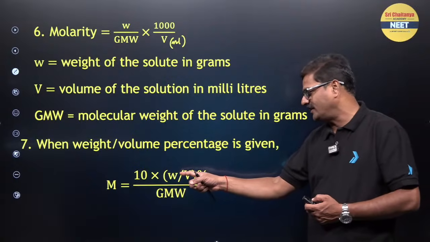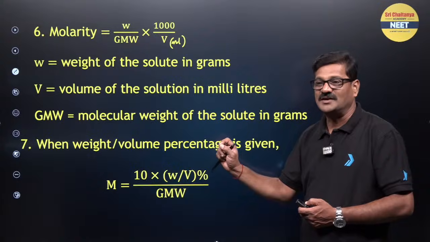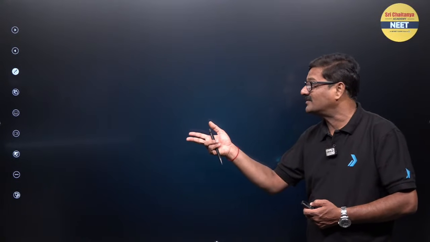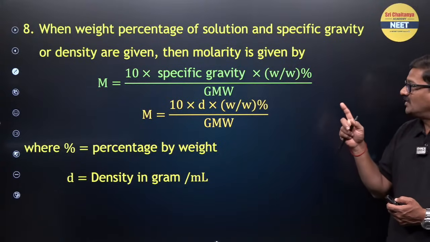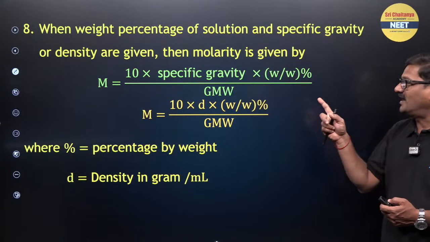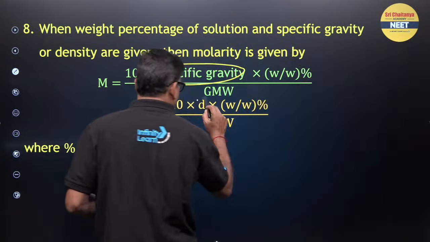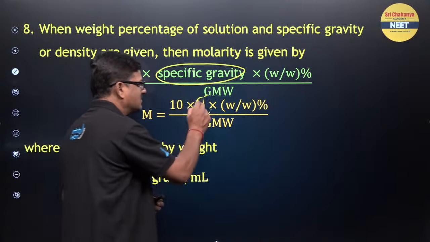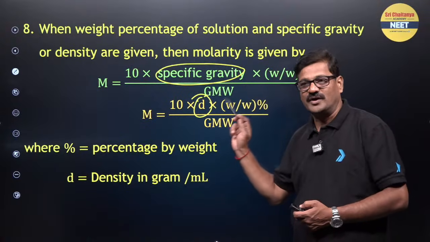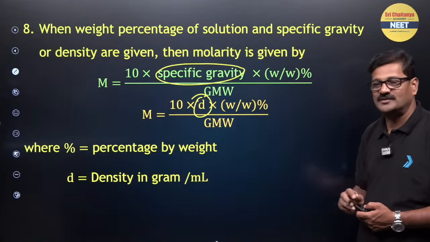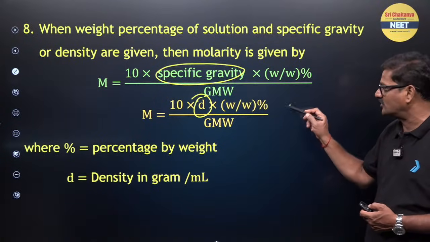Molarity is equal to 10 into weight volume percentage upon gram molecular weight. If specific gravity is given, what do I do? Yes, 10 into specific gravity into weight percentage upon gram molecular weight. Specific gravity means you can take density into consideration. So molarity is equal to 10 into density into weight percentage upon gram molecular weight. That is a very important shortcut formula.